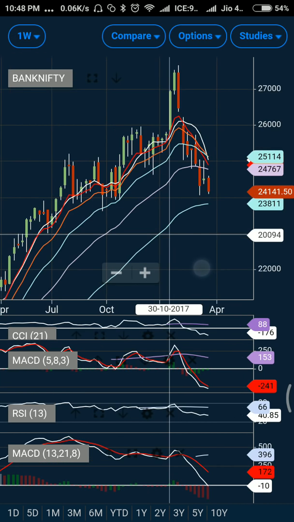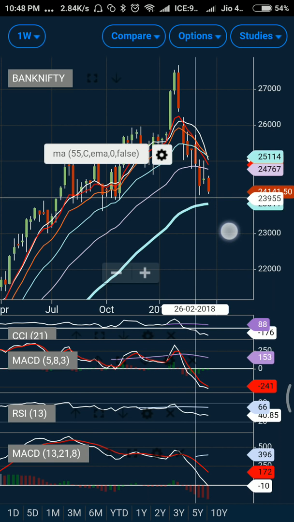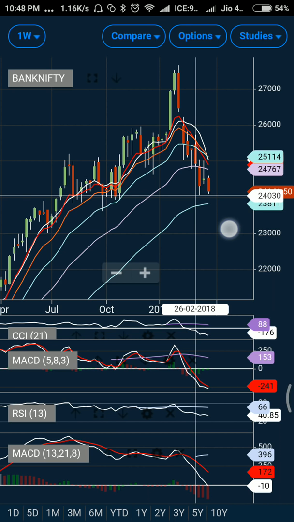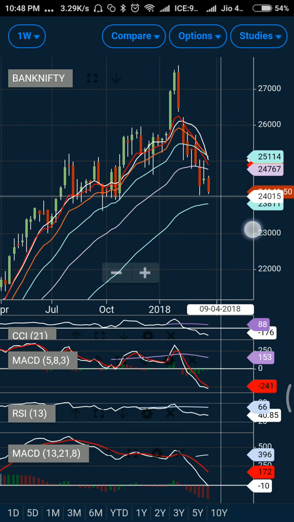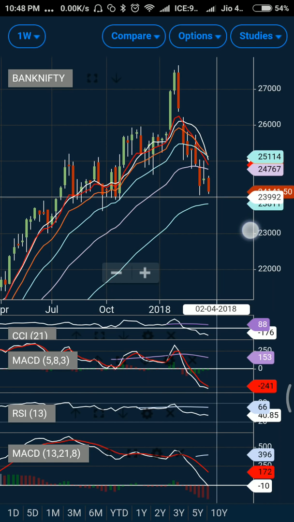Okay, so weekly data also suggests that 23,800 could act as a support for the market. Here you can also see 24,030 is a good support for the market. Here you can also see a bounce back from this particular level. So wait and watch if the market is able to trade above this level and closes above the 8 days exponential moving average on a daily time frame, then only we are thinking to go long. Don't just jump the gun.